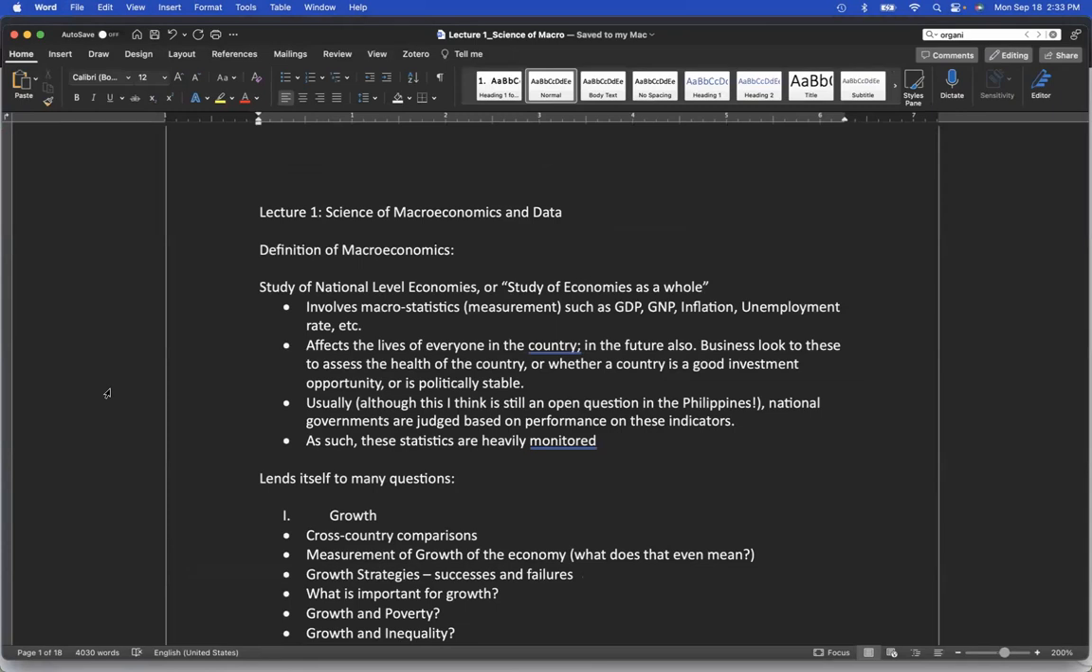Okay, so yeah, we'll be talking about the science of macro and a little bit about the macro data, specifically GDP. Next week, we'll be doing some work on chained weight, and we'll be finishing macro data, specifically unemployment, specifically CPI, etc.